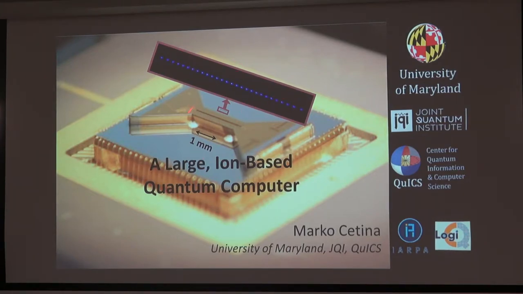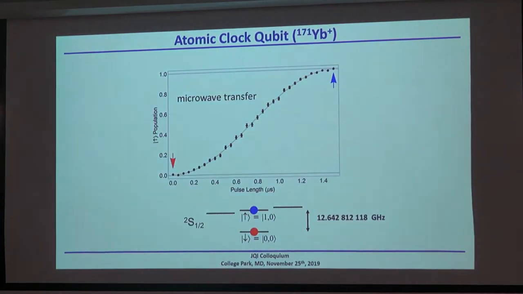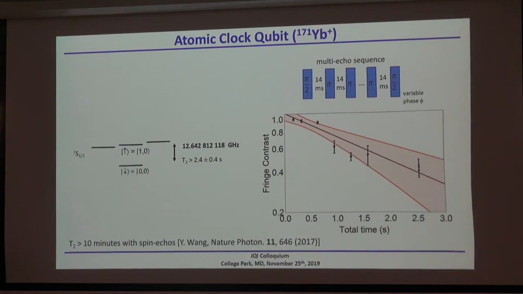I'm showing an actual picture of the ion trap that we're using, together with a chain of 20-odd ions trapped in this trap. Although our stated goal is error correction, I want to point out that the qubit that we're using is already very, very good. We use the two hyperfine states in ytterbium 171 plus ions, which one could manipulate as simply as using microwaves, as shown here. And by using a multiple pulse echo, we measure in our system T2 times in excess of 2 seconds, probably limited by our microwave oscillator.